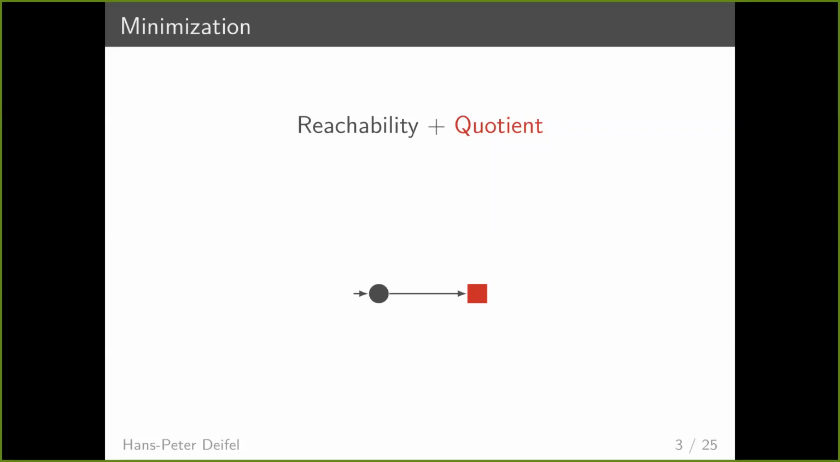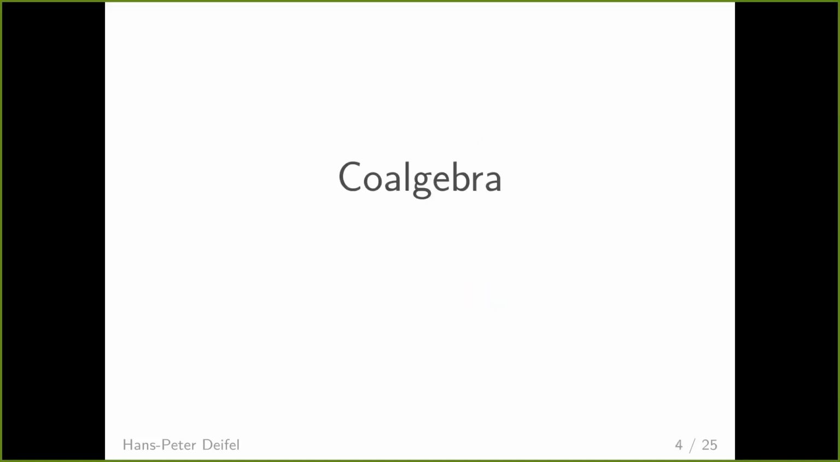Now, for this, we want to provide an algorithm that does both of these steps, and we want it to be very general and treat a very large amount of different systems. And we choose the framework of coalgebra for this. Coalgebra uses the language of category theory to provide a very general notion of state-based system. And in this talk, we specifically treat coalgebras in the category of sets and functions.